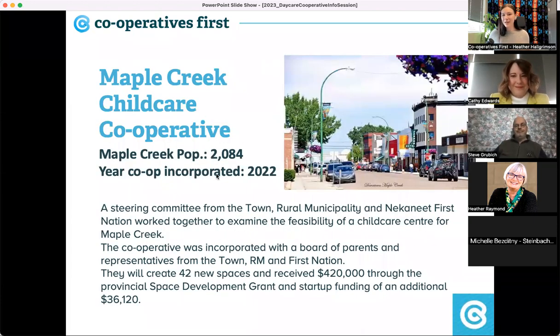I wanted to talk about a couple of examples. Where we're drawing this multi-stakeholder example from specifically is a cooperative that Kathy and I just worked with to start in Maple Creek, Saskatchewan, which has a population of 2,000. What was so exciting about this project when it was brought to us is that the approach to childcare was a more collaborative approach than I have seen. It is a very collaborative approach, let's just say that.